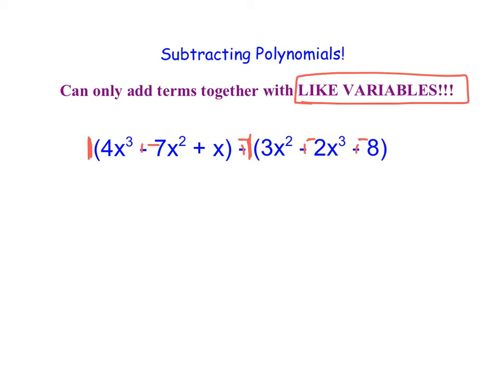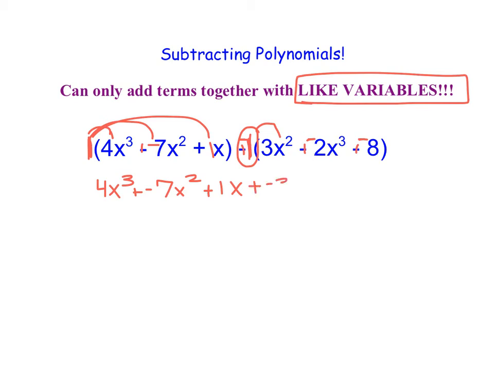So here, my first distribution is just distributing a 1, so I have 4x cubed plus a negative 7x squared plus 1x. And then I notice that as a result of using keep, change, change, this second set of parentheses, I'm really distributing a negative 1. So negative 1 times 3x squared is a negative 3x squared. Negative 1 times negative 2x cubed is a negative times a negative, so a positive 2x cubed. And then a negative 1 times negative 8 is a positive 8.